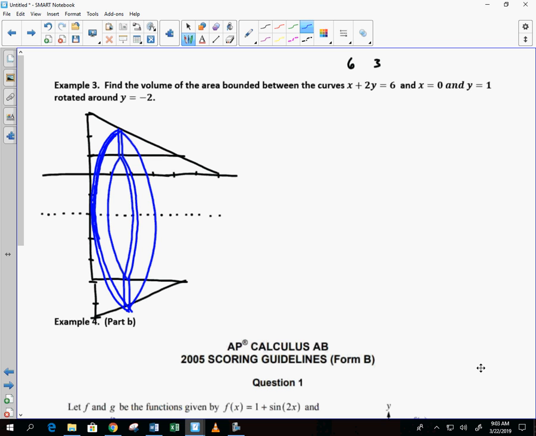It's probably one of the better jobs I've done over the years of drawing this thing to scale. So I'm proud of myself today.